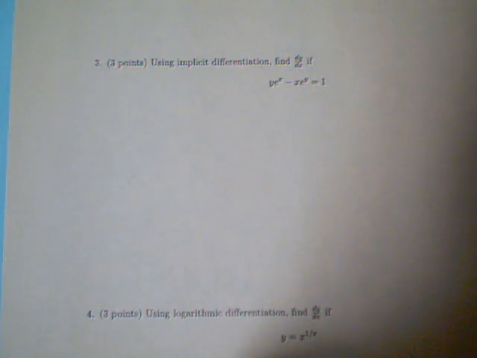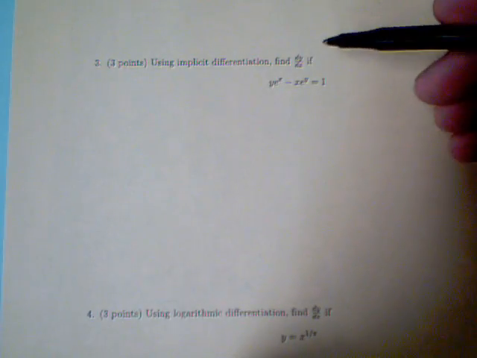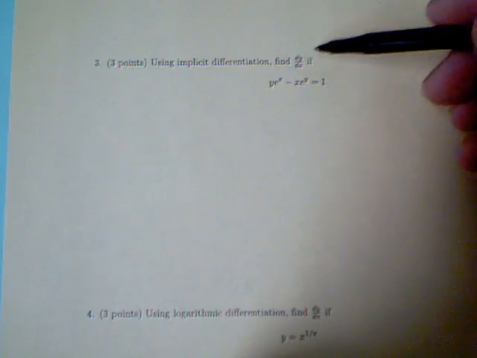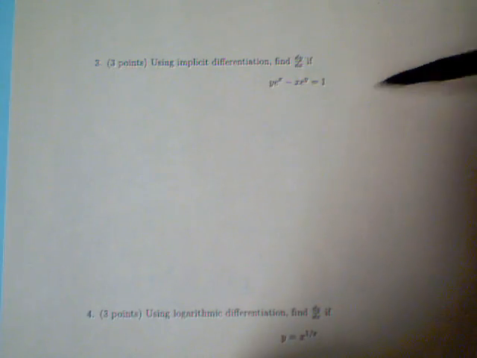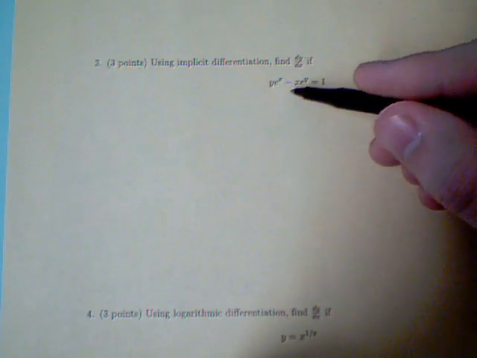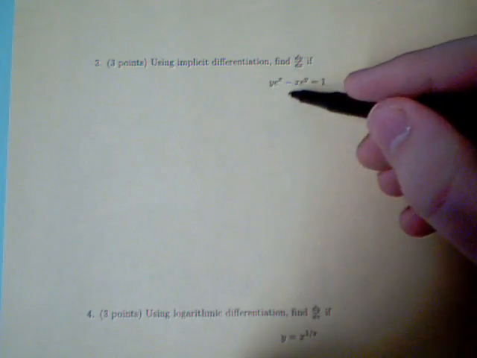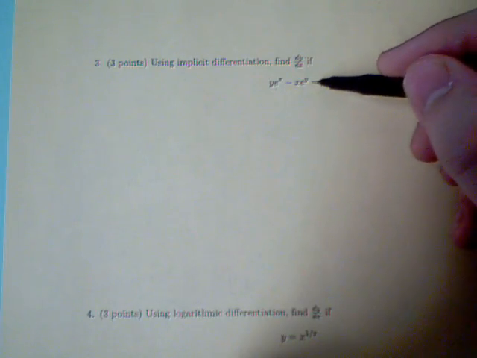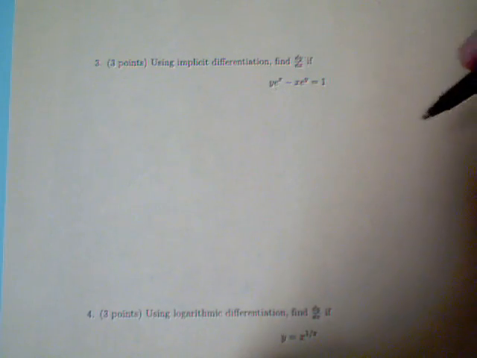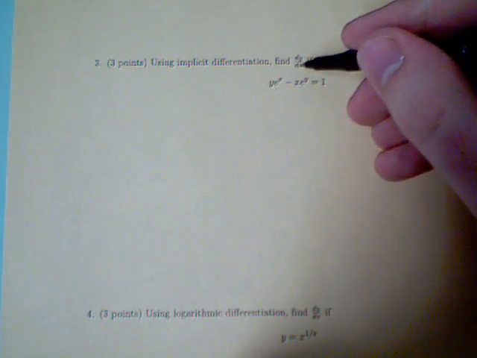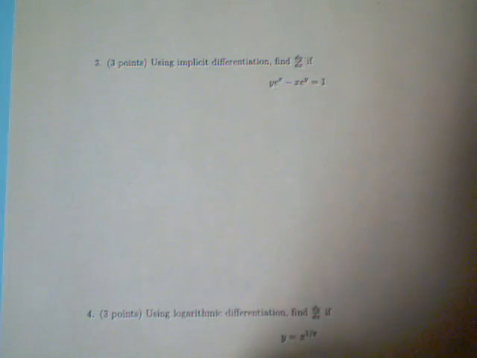Okay, this is problem 3 on quiz 5, and this is on both forms of the quiz. So we want to use implicit differentiation to find dy/dx if this is true: y times e to the x minus x times e to the y is equal to 1. Implicit differentiation means just take the derivative of everything.